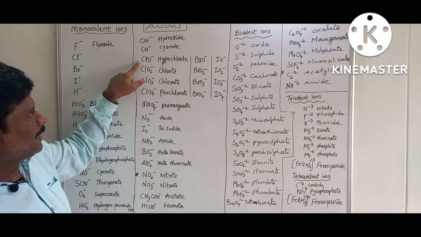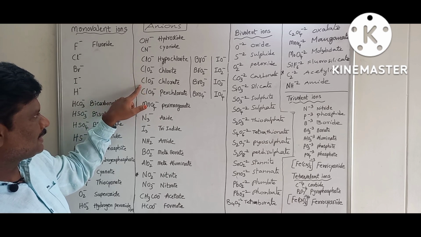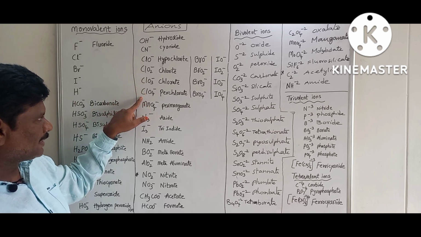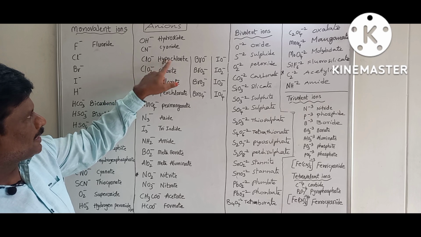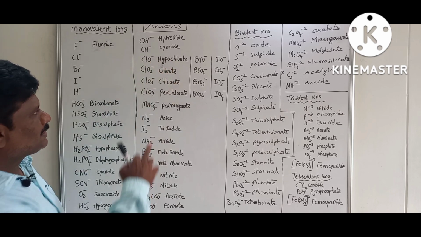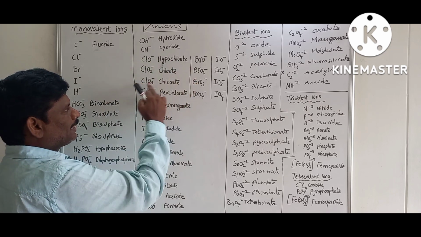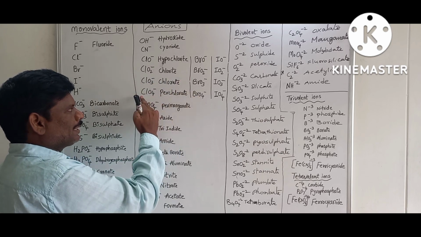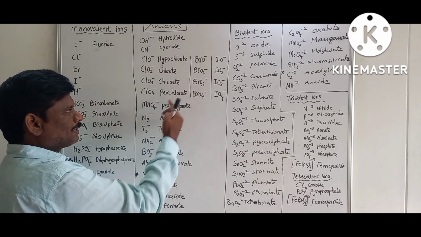Here ClO minus 1, ClO2 minus 1, ClO3 minus 1, ClO4 minus 1. Here ClO minus 1 is hypochlorite ion. ClO2 minus 1 is chlorite ion. ClO3 minus 1 is chlorate ion. ClO4 minus 1 is perchlorate ion.